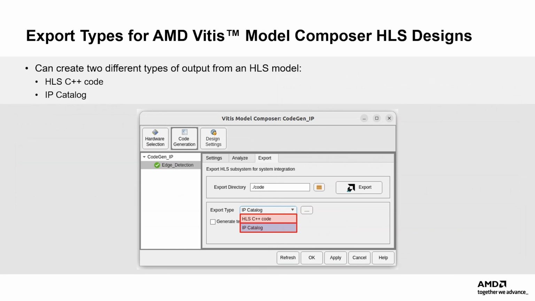Here's the list of the supported compilation export types for HLS designs in Vitis Model Composer. HLS C++ code. When selected, the tool first simulates the model, then generates the code, and places the generated code file in the folder that was specified in the code export directory setting. IP catalog. When selected, the tool first writes the C++ code as described previously. It then synthesizes RTL code from the C++ code. Finally, it generates the packaged IP for use in the Vivado IP catalog.